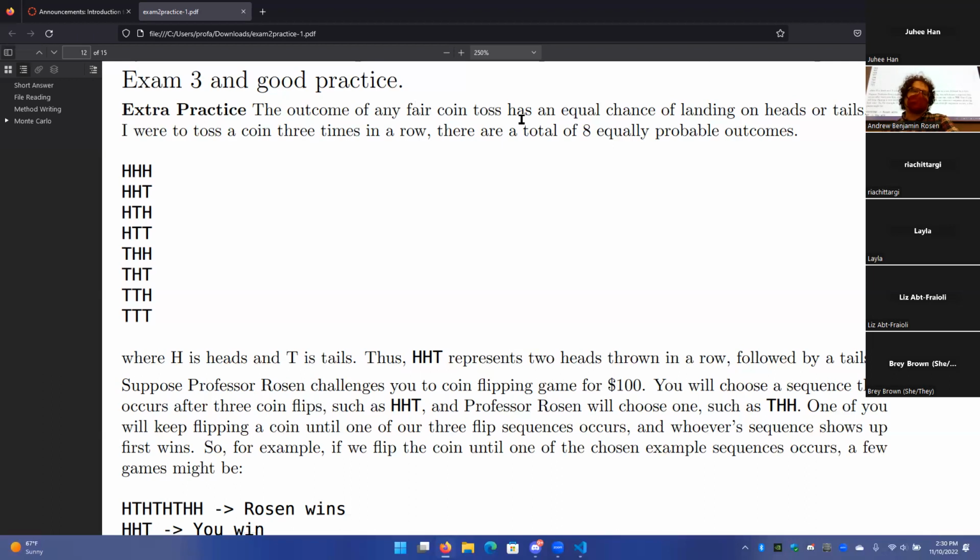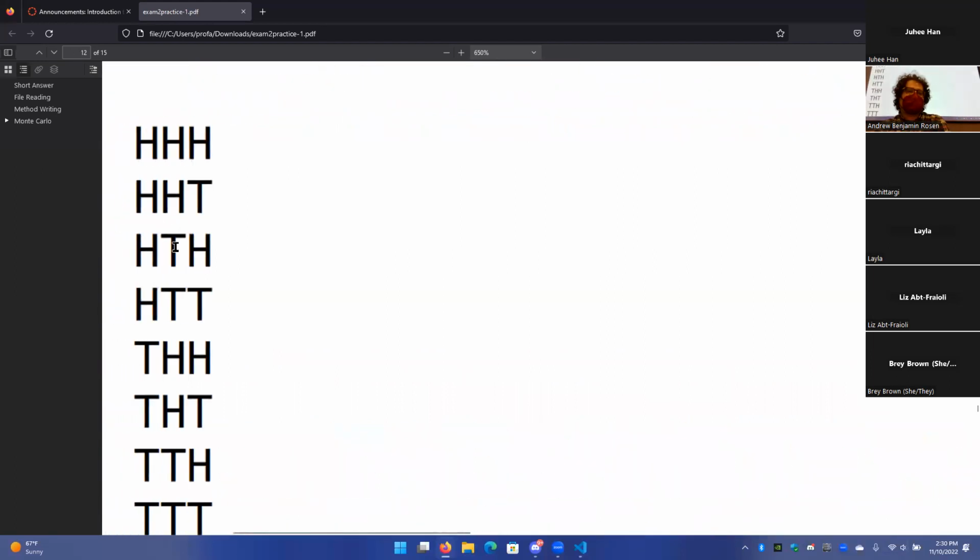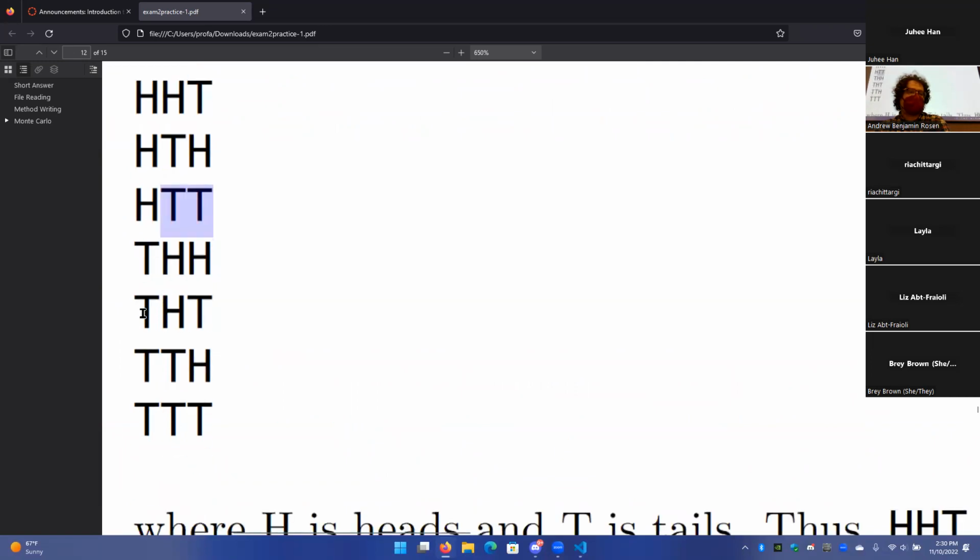If I were to toss a coin 3 times in a row, there are 8 equally probable outcomes. These outcomes are all equally likely: 3 heads in a row, 2 heads and a tail, a head, a tail, and then a head, followed by two tails. Or I start with a tail, then two heads, tail, head, tail, tail, tail, head, tail. These are the 8 outcomes I can have.